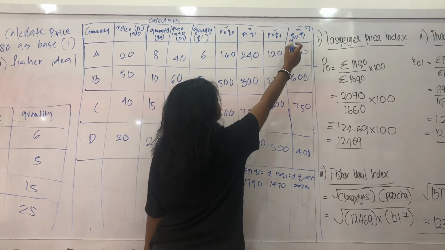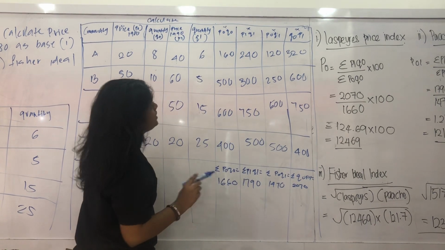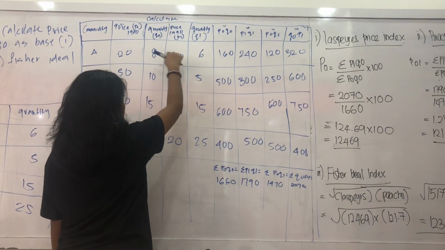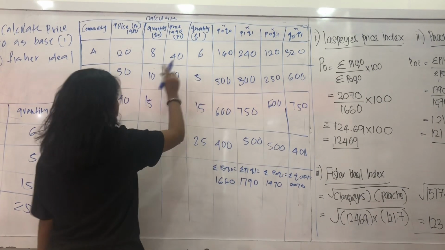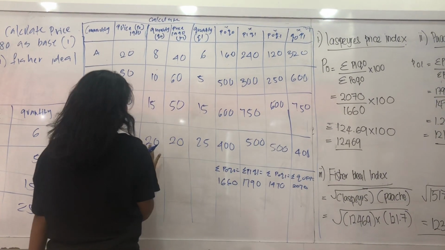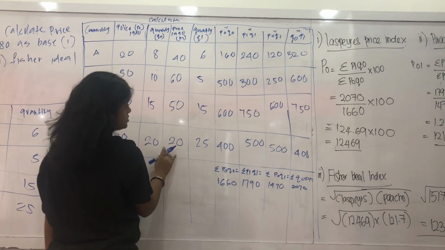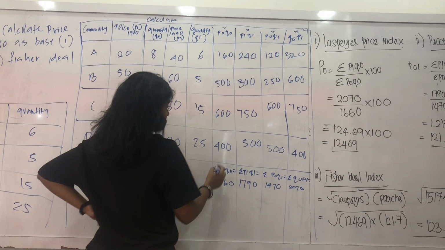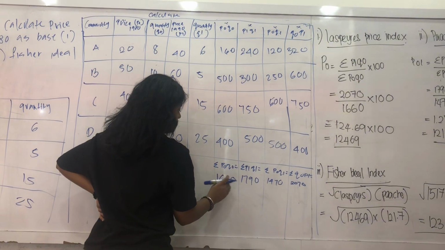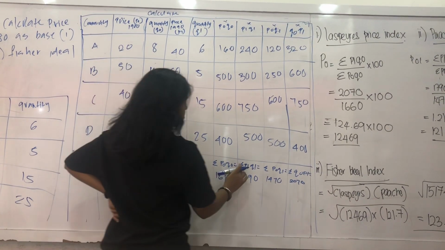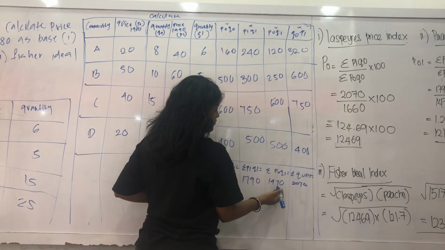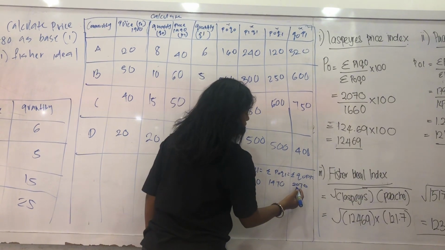So another method is Q0P1. Q0 is 8 and P1 is 40. 8 times 40 is 320, and 10 times 60 is 600, and 15 times 50 is 750, and 20 times 20 is 400. So the summation of P0Q0 is 1660, and the summation of P1Q1 is 1790, and the summation of P0Q1 is 1470, and the summation of Q0P1 is 2070.